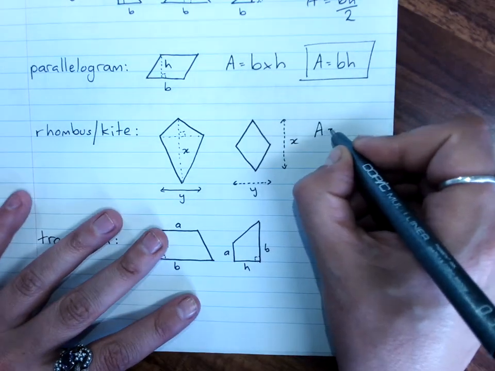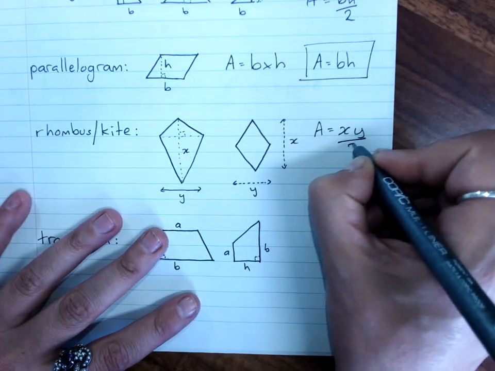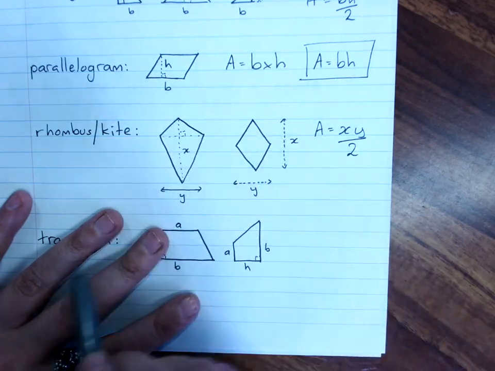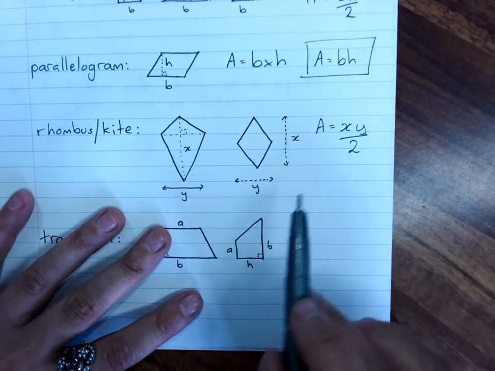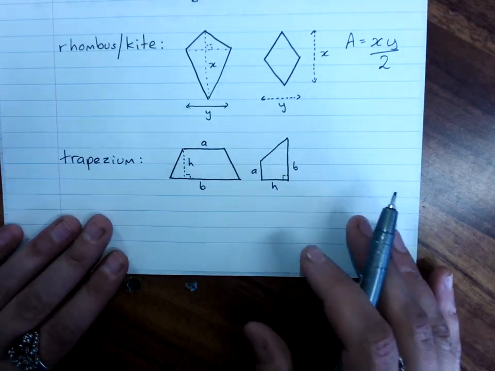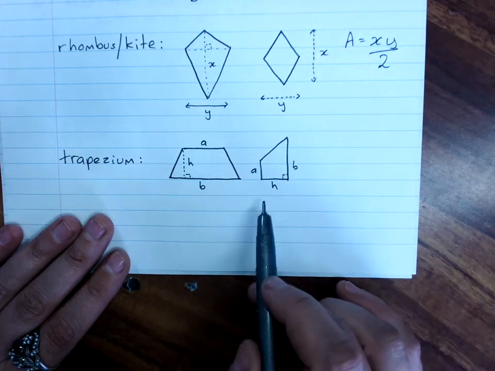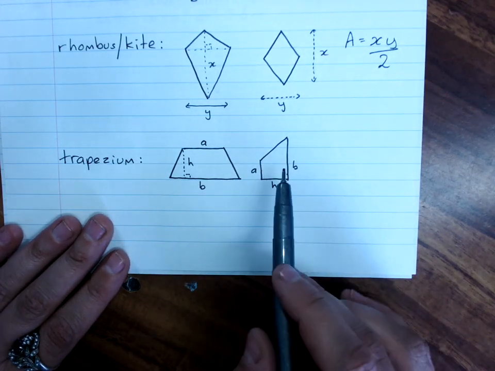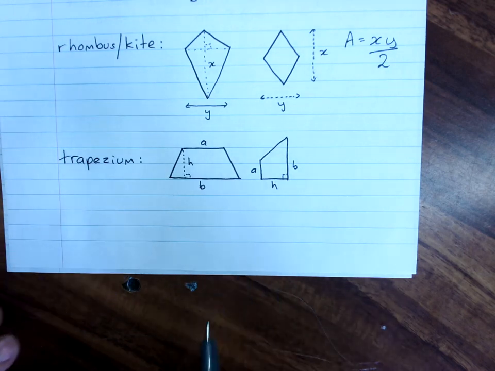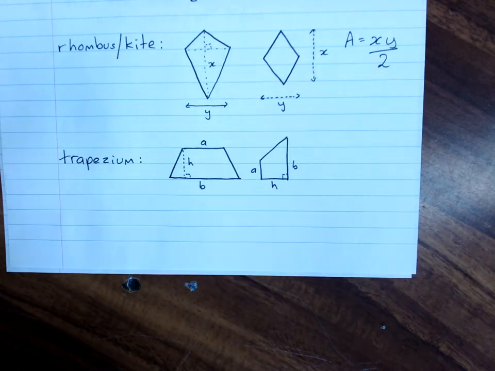And your area is X times Y divided by 2. So the 2 right angled dimensions that are crossing in the middle of the shape there, X times Y over 2. And the trapezium's the last straight-sided shape that we need. I've drawn two here because this one sometimes messes with you. Now you could do them as triangles and rectangles, but I'm running out of grid paper here.